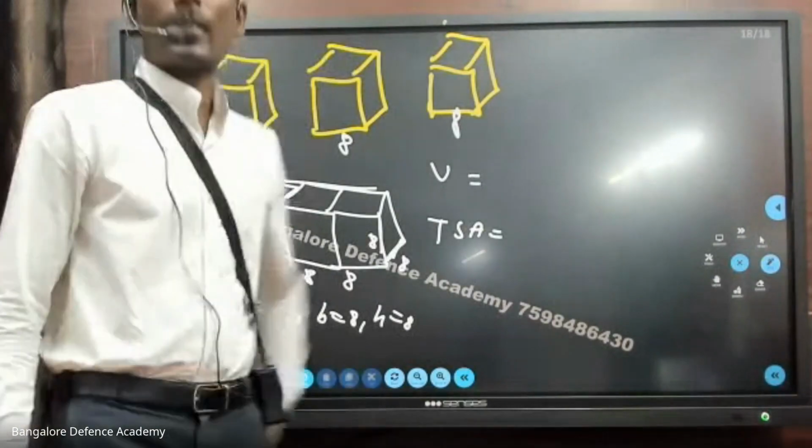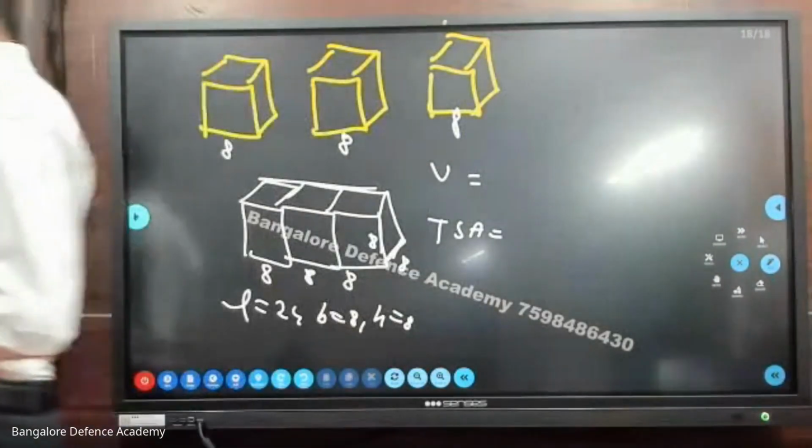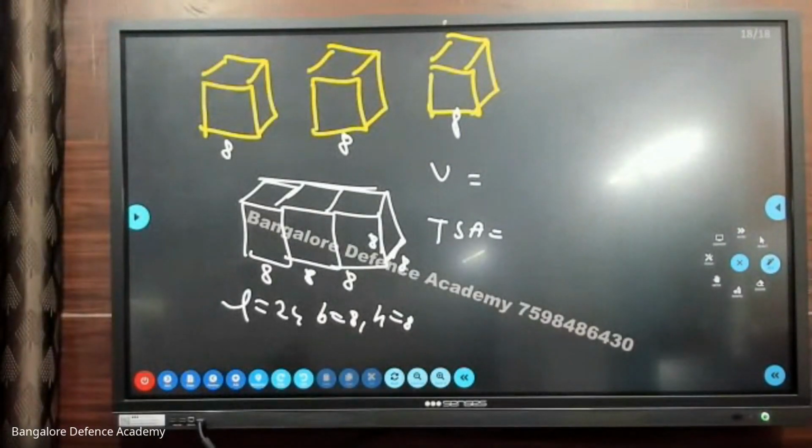First, total surface area 540 centimeters. Wrong. 640 centimeters. Wrong. Multiply properly. Don't sit down if you get it wrong, it will come to you properly. Do 24 into 64, you will get the answer. 1,536. What is that? Volume. Centimeter cube. Now tell me the total surface area.